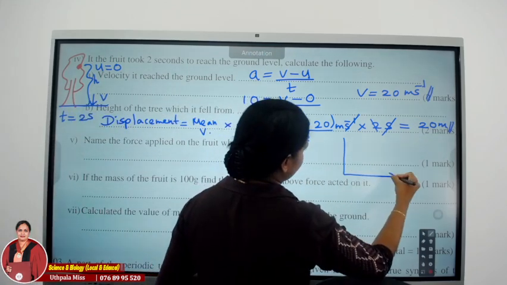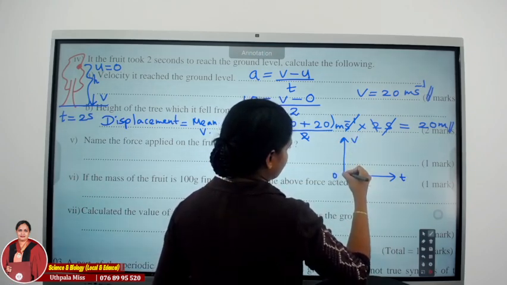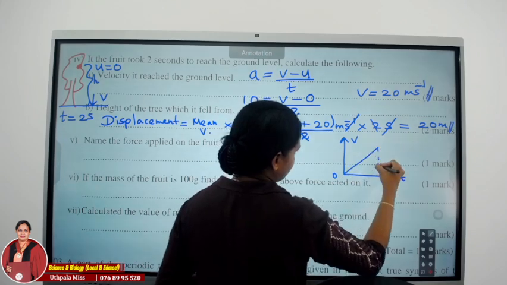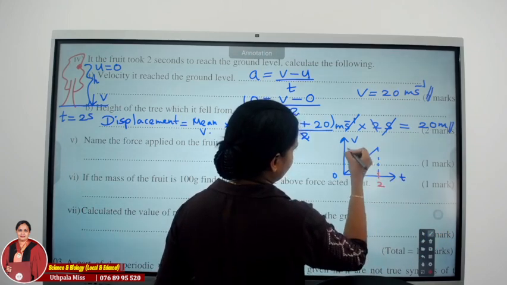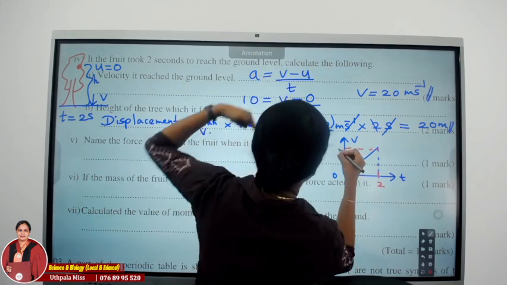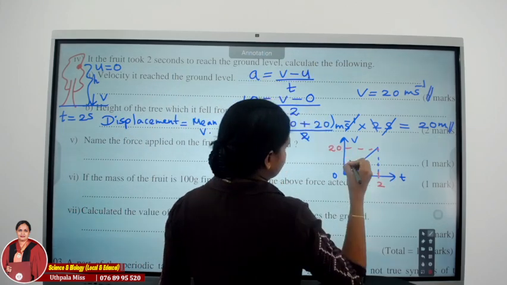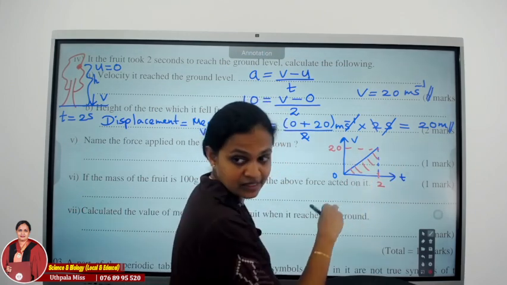Let's see this. Time, velocity. So it starts from rest and it is being accelerated. So it says it takes 2 seconds to reach the ground level. And we have found out the velocity that it reaches the ground is 20. So in order to find the height, we can find the area of this triangle.